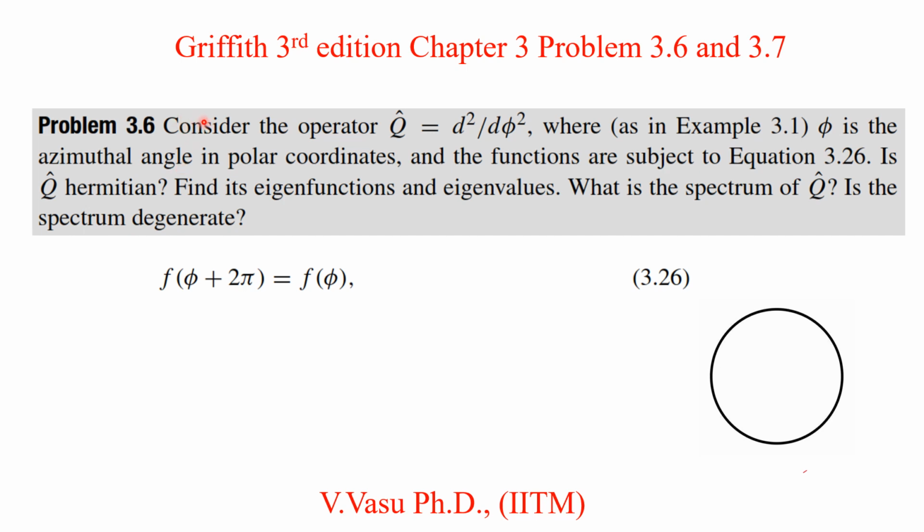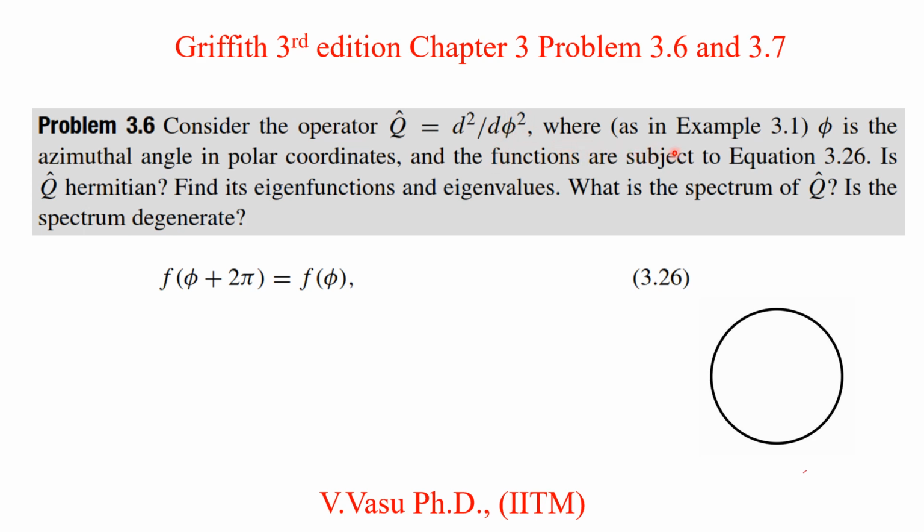Today we will solve problems 3.6 and 3.7 of Griffiths' third edition, Introduction to Quantum Mechanics. Problem 3.6 is: consider the operator Q, which is equal to d²/dφ², that is, a second order derivative with respect to φ.